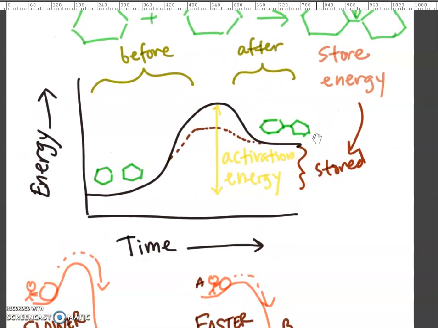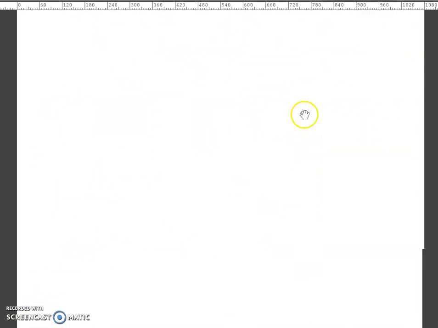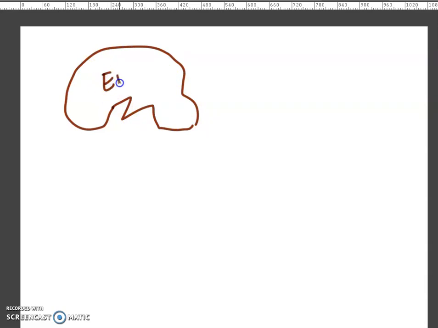Okay, so what does an enzyme actually look like? Let's talk about that for a little bit. Your enzyme is a protein, meaning it's a rather large molecule and it could have some shape. Let's say it looks like this. This is my enzyme. Enzymes can come in all shapes and sizes, so don't think that they all look like this.